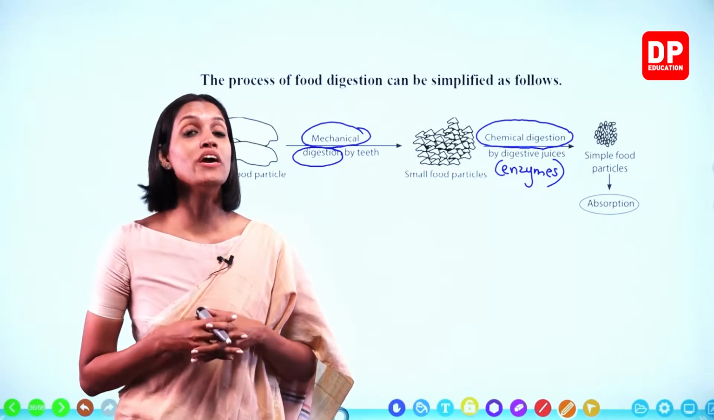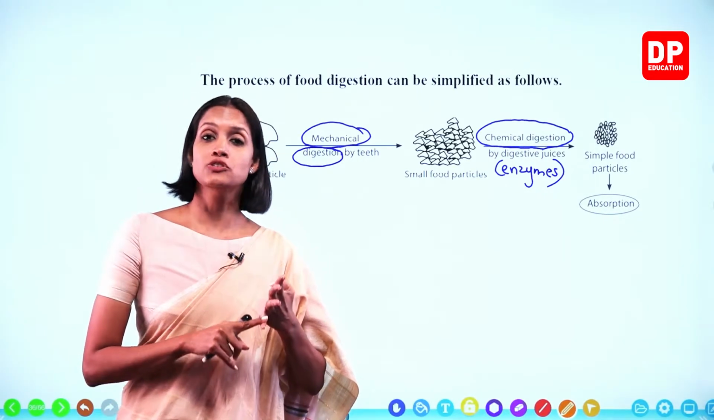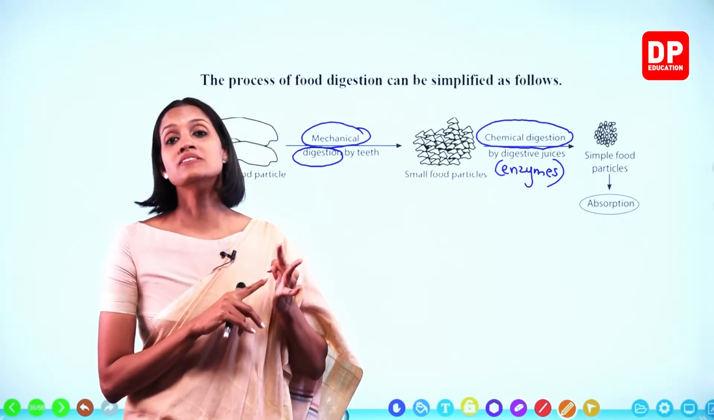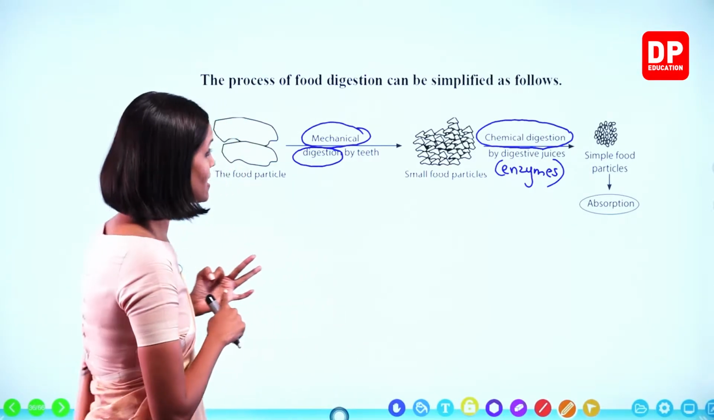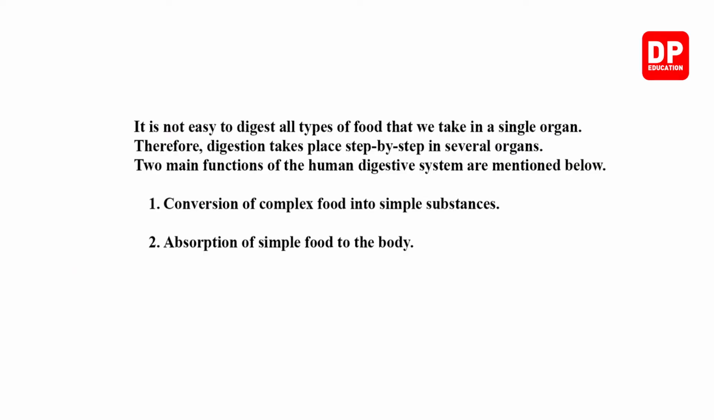So what are the two main functions of the digestive system? Number 1, breaking down of food into simple parts. Number 2, absorption of the simple food. Right, children? It's not easy to digest all types of food that we take in a single organ. That's why the digestive system has different organs. Next we are going to learn it. Therefore, digestion takes place step by step in several organs.